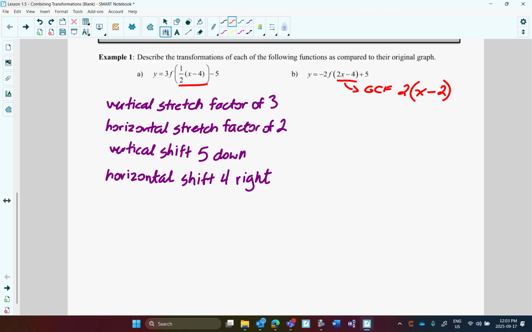let's describe everything. Sonia? Vertical stretch by factor of 2. Vertical stretch, factor of 2. Yep. So that would be, talk about how it flips or not. Oh, yeah, and you have to do those two.